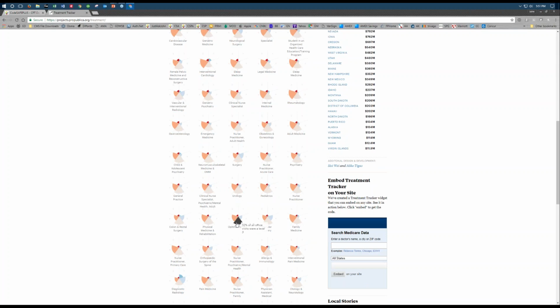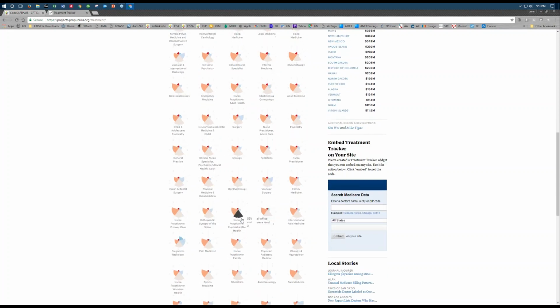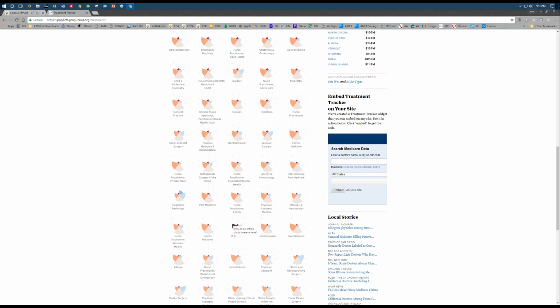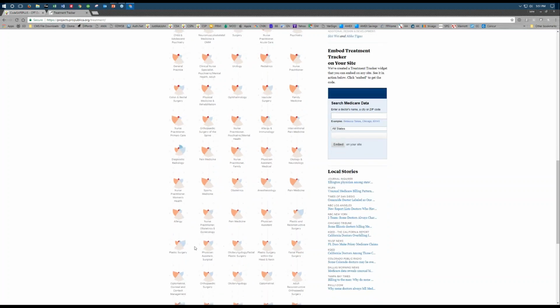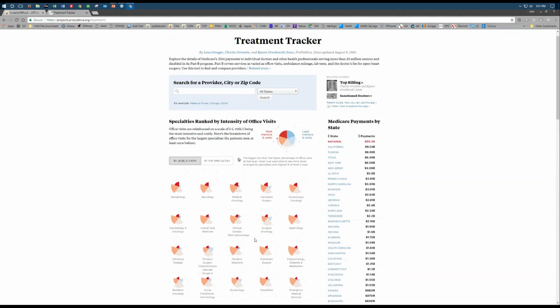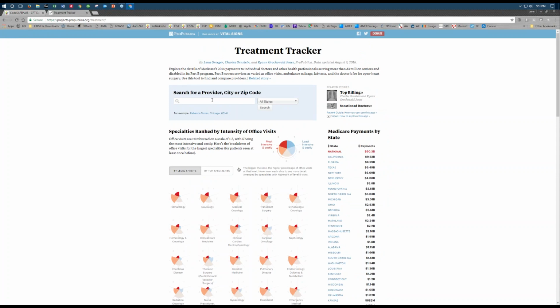Here's ophthalmology, right? 52% were a level 3, 32% were a level 4, 12% were a level 2. If I go down to optometrists, if I can find optometrist right here, you'll see that 16% were level 2, 53% were level 3, 30% were level 4. So we're kind of in the ballpark, right, of what we're doing. But more importantly, you can look yourself up.